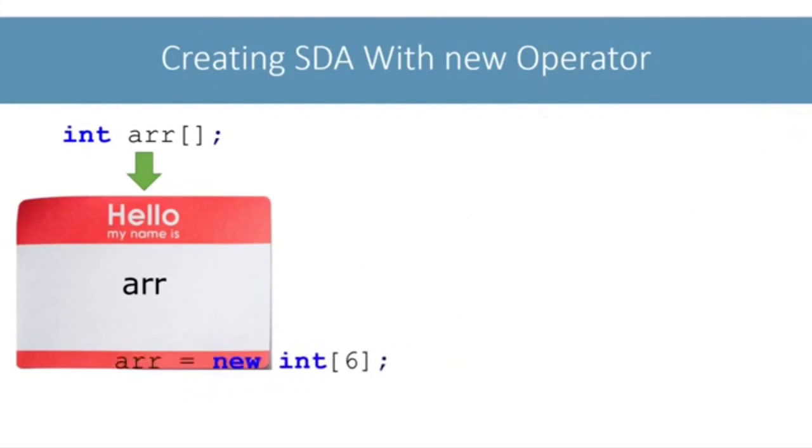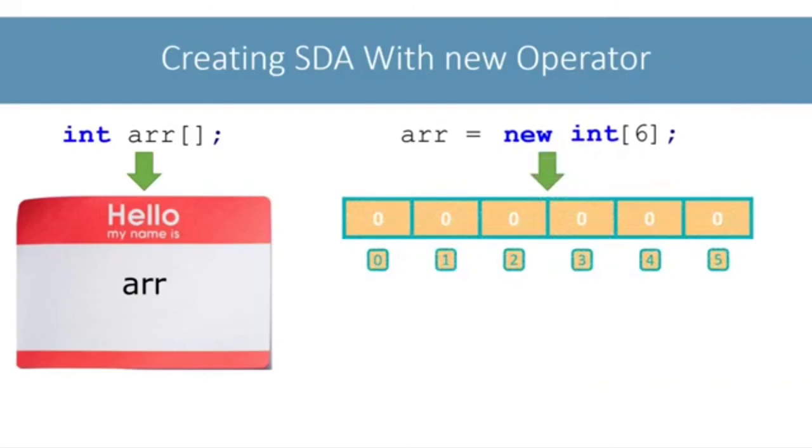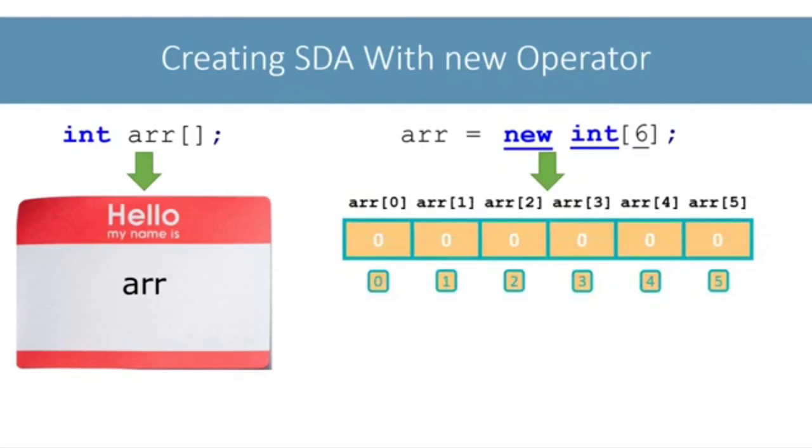The next statement creates these boxes. We use the new operator to create these boxes. We will look at the new operator in more detail when we discuss classes. We tell the new operator what type of boxes we need and how many we need through the type and size respectively. After the execution of this statement, we have created an int array of 6 elements. We can access its individual elements like before using the subscripted variable and subscript.